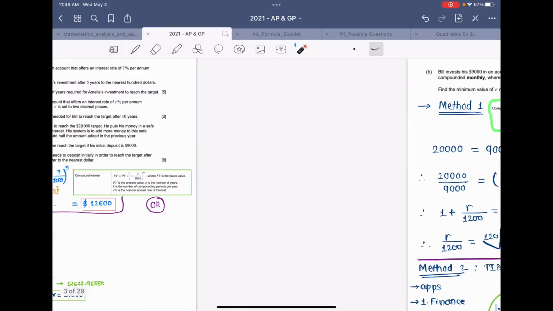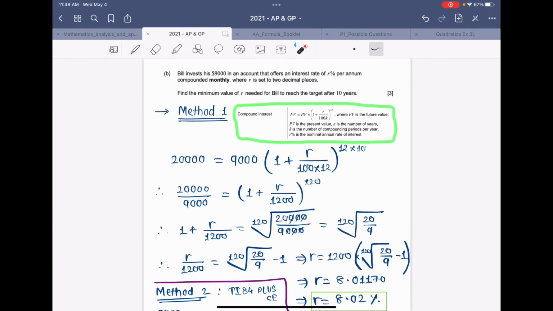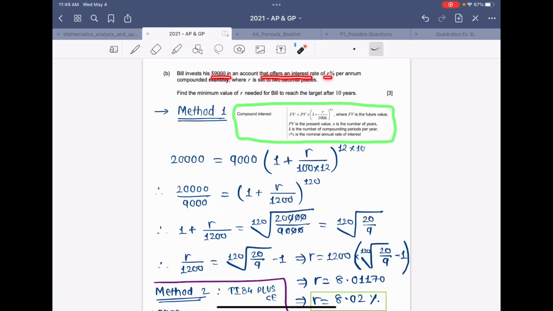Second part. Bill invests $9,000 in an account that offers an interest rate of r% per annum, compounded monthly, where r is set to 2 decimal places. Find the minimum value of r. That means we want to find the rate of interest needed for Bill to reach the target in 10 years. So we know that N is 10.